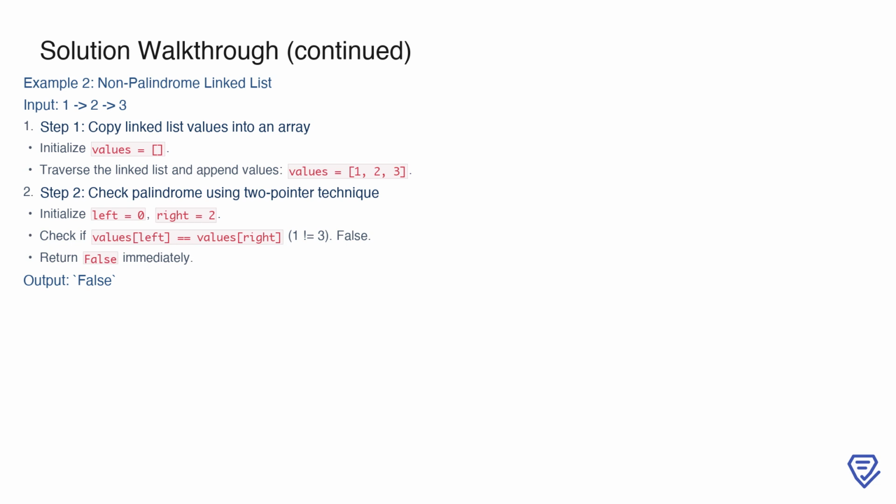With the array prepared, we use the two-pointer technique to check for a palindrome. We set left to the start of the array and right to the end. Comparing values[left] and values[right], we find that 1 does not equal 3. This mismatch immediately tells us the array is not a palindrome, so we return false as the output.